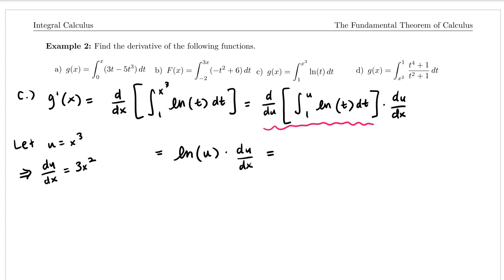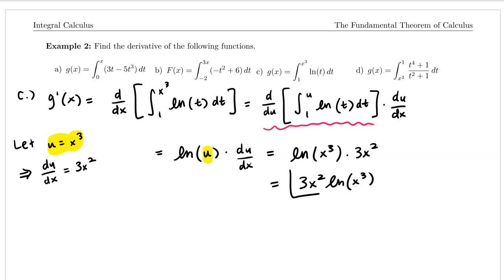And we need our answer to be in terms of x. So instead of keeping this as u, I'm going to replace it with x cubed. So I have the natural log of x cubed times our derivative function. And I just like to have the 3x squared in front of my natural log, so I'm going to rewrite that. And this represents our final answer for part C.